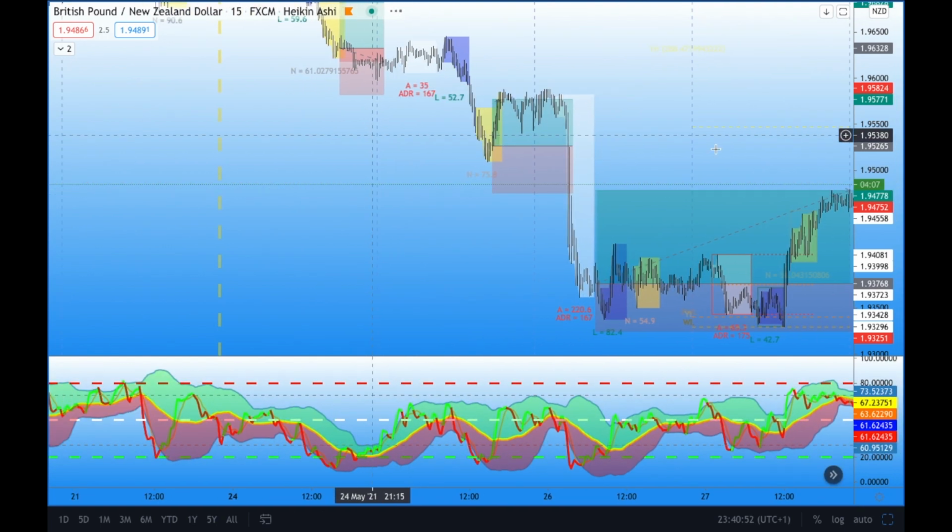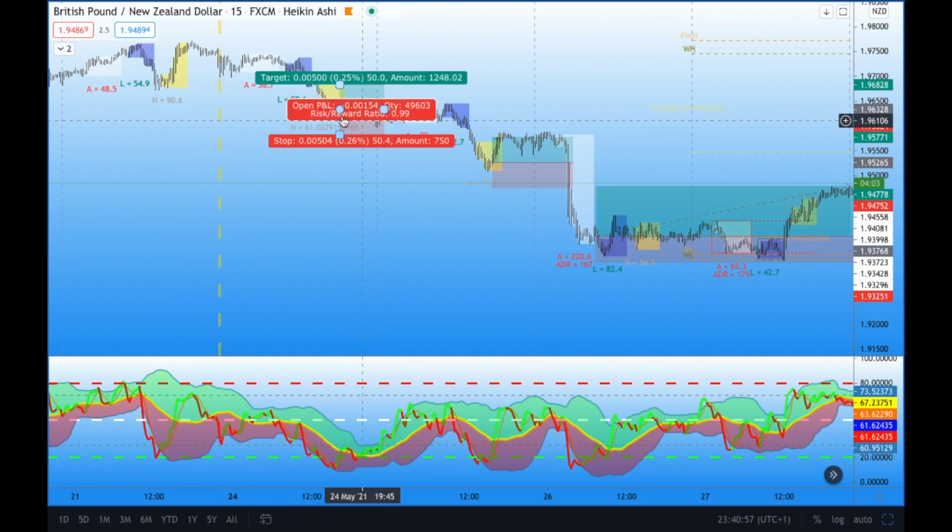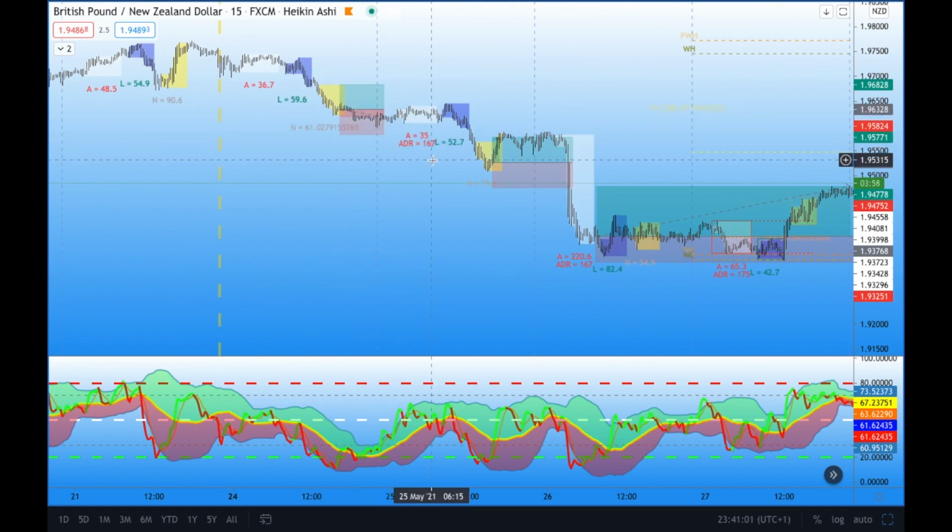Okay, here. So you can see here, this is what I was explaining about the New Zealand pairs. You see New Zealand, just like the other one. This would have hit your stop loss, so you would have lost that trade. This one here would have also hit your stop loss, so you would have lost that trade.